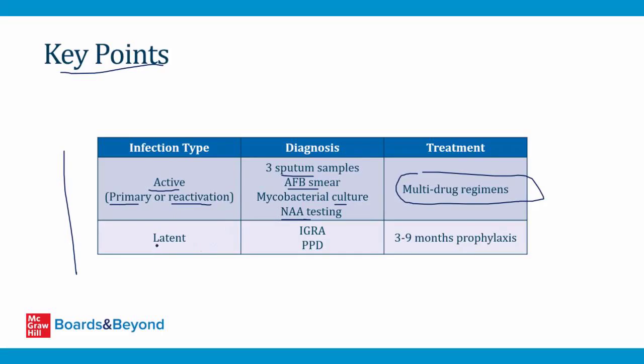If you're trying to identify patients with latent tuberculosis, they're usually asymptomatic. This is where you can use the interferon gamma release assay or PPD testing. And these patients are usually treated with 3 to 9 months of prophylaxis, and the goal here is to reduce the risk of reactivation tuberculosis. And that concludes our module on tuberculosis diagnosis and treatment.